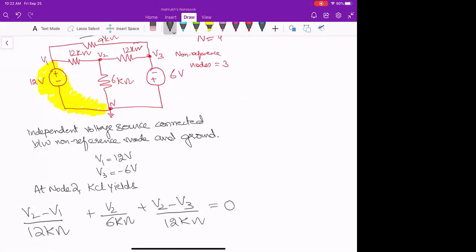So why am I not writing the KCL equation for node 1 and node 3? Because we wrote equations depending upon unknowns, right? Here our unknown is only V2, so we need only one equation to solve this problem. We don't need 3 equations to solve this problem, right?